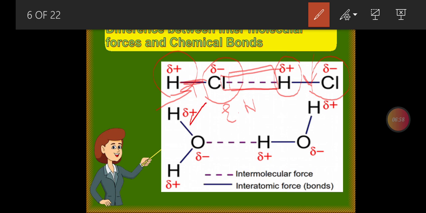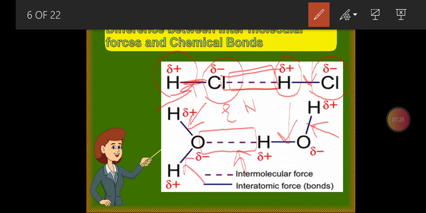Similarly, I am pointing to all the covalent bonds of water with arrows, whereas the intermolecular forces are shown with the help of this dotted line, and this intermolecular force is weaker as compared to a chemical bond or intramolecular force.